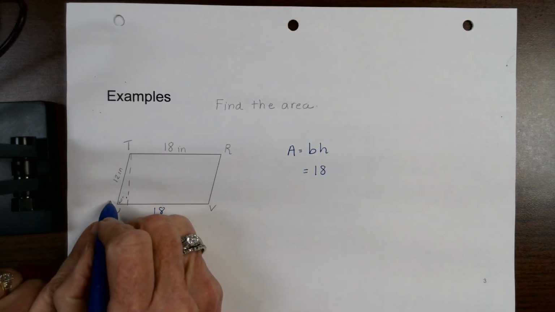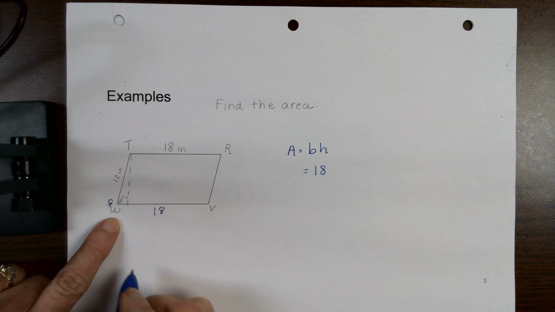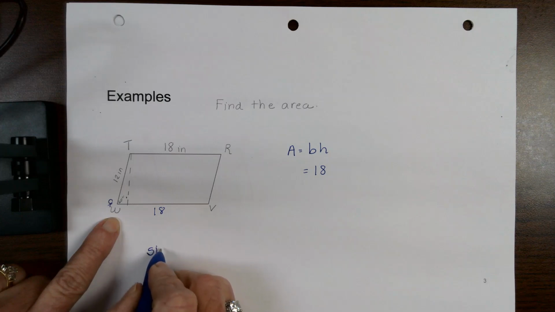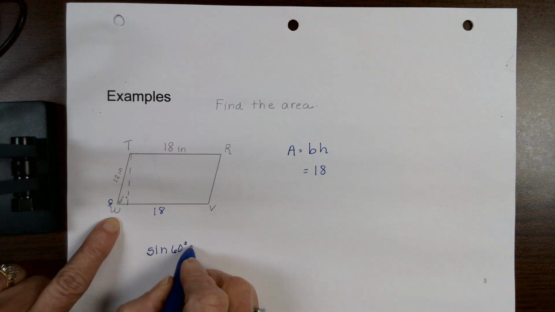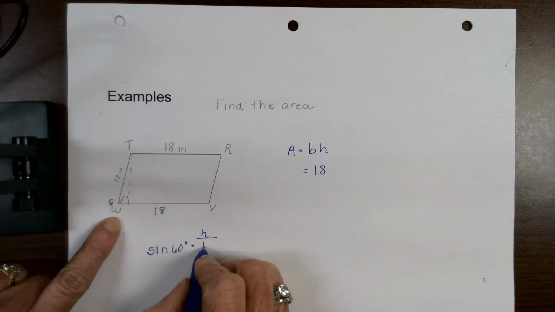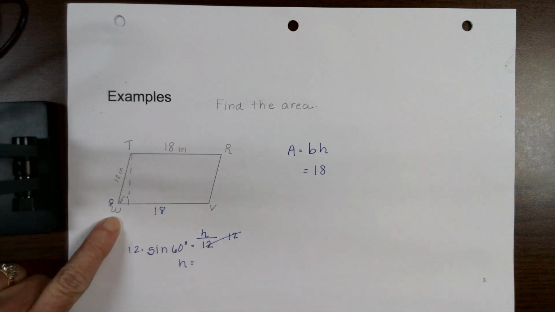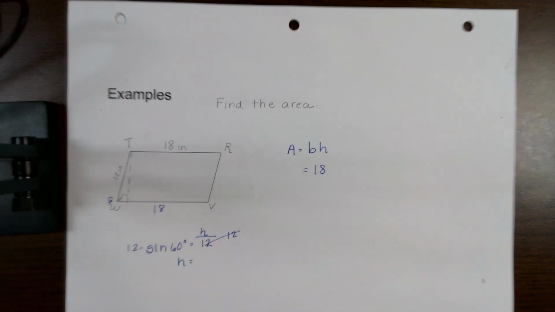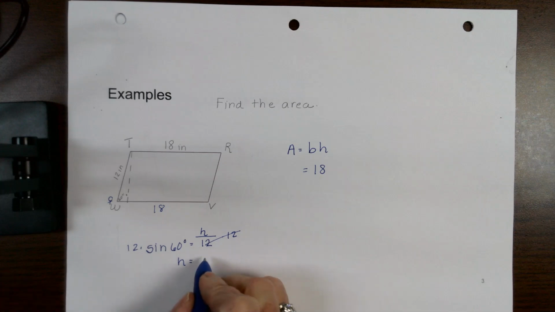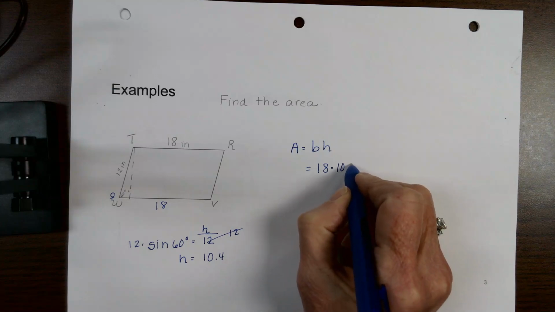So if I'm standing right here, I need to know opposite, and I have hypotenuse, which is the sine. So the sine of 60 degrees is equal to opposite, which in this case is the height, over the hypotenuse, which is 12. So the height is what you get when you multiply 12 times the sine of 60. So 12 times the sine of 60 is going to give me 10.4. So that's what you're going to use up here for the height, 10.4.